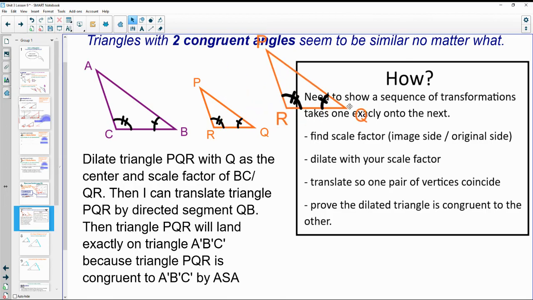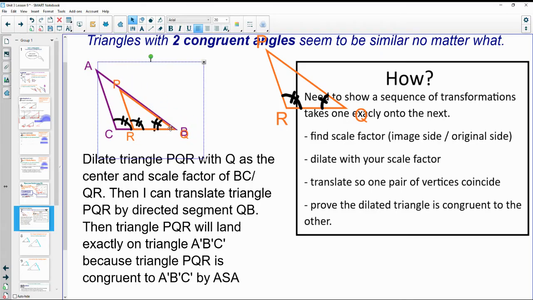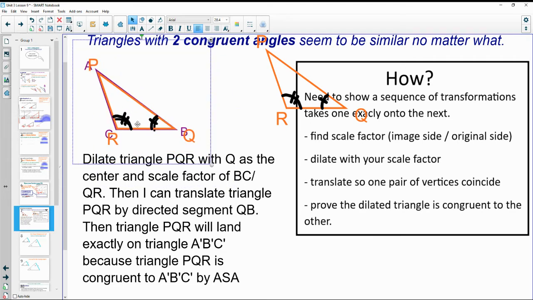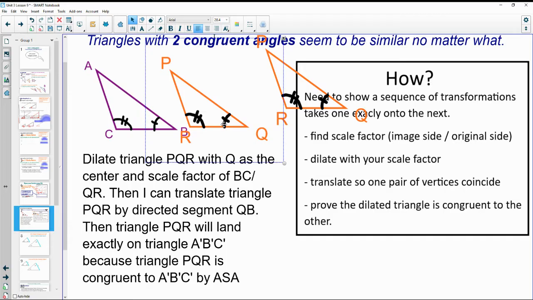Okay, now again, like I said, you could translate first. You could translate PQR by segment QB first. Then you can do a dilation by scale factor BC over QR around point Q. And then you know that they will land exactly on each other because of angle side angle. So now QR and BC are the same size. You've got those two angles being congruent. So then they'll land on top of each other.